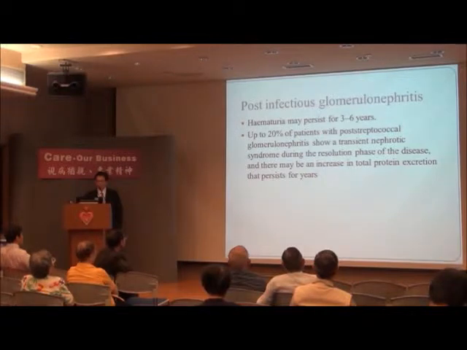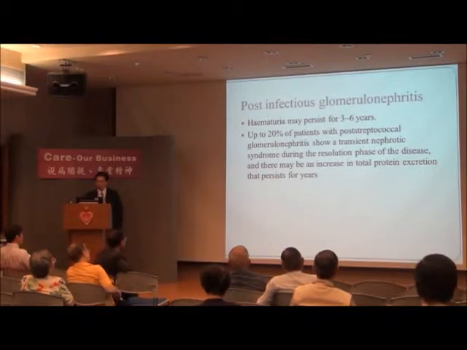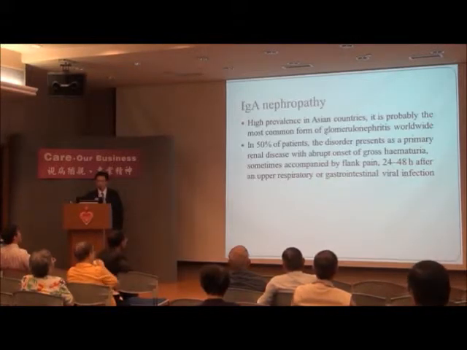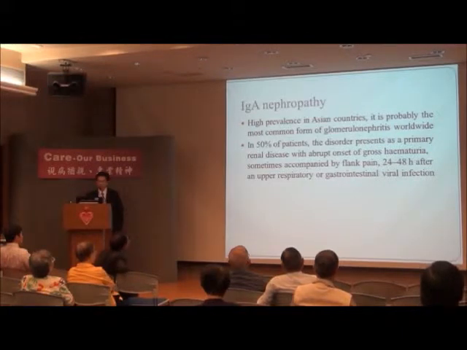Hematuria may persist for 3 to 6 years, and up to 20% of the patients with post-streptococcal GN show a transient nephrotic syndrome during the resolution phase of the disease, and there may be an increase in total protein excretion that persists for years. And then I come to talk about IgA nephropathy. Actually, there's a high prevalence in Asian countries, and it's probably the most common form of GN worldwide.